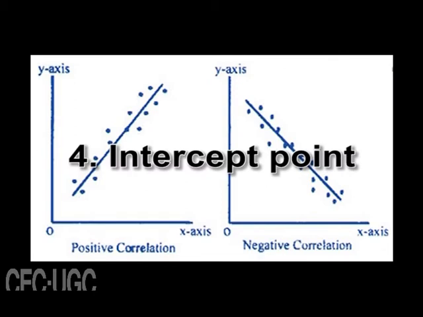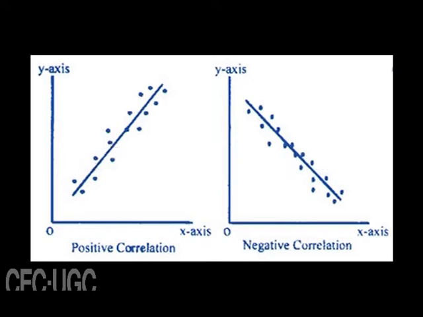Next, we move on to the last parameter of the scatter diagram, that is the intercept point. It is where a line drawn through the data crosses the y-axis. For a positive correlation, it represents the minimum y value. For a negative correlation, it represents the maximum y value. So, these are all the parameters of scatter diagrams.